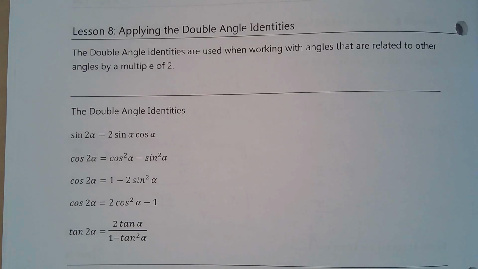So when we look at the double angle identities, this is useful for us when we have multiples of 2, right? So think of multiples of 2.